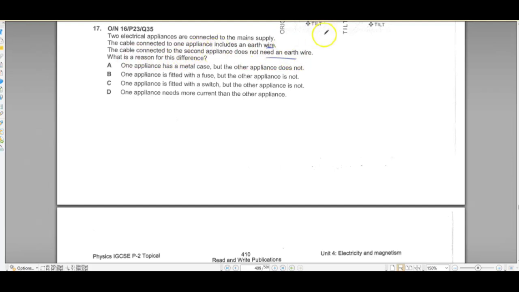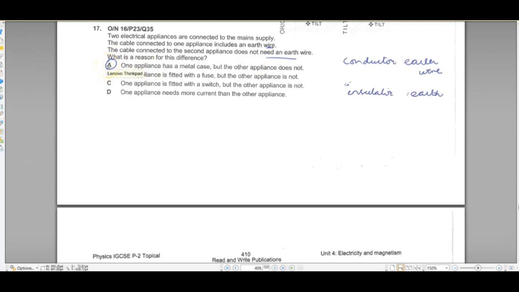I've just told you in that electric cooker question that if something which uses electricity, like an electric appliance, has a body made up of a conductor, it requires the earth wire connection. Okay? And if the body is made from an insulator like plastic or glass or wood or any such insulating material, we don't require an earth wire. So that is why one of the appliances has an earth wire and the other does not. So going through the options, one appliance has a metal case but the other appliance does not. So the first option is the correct option.